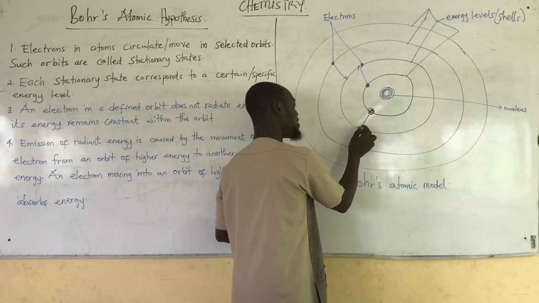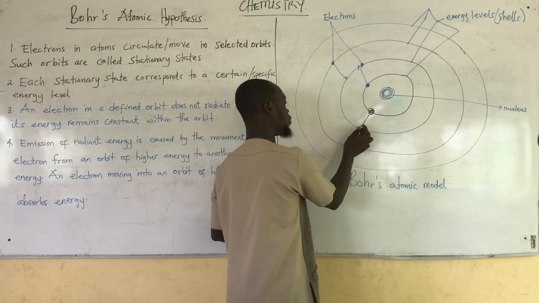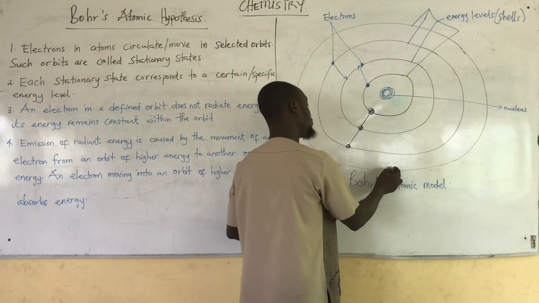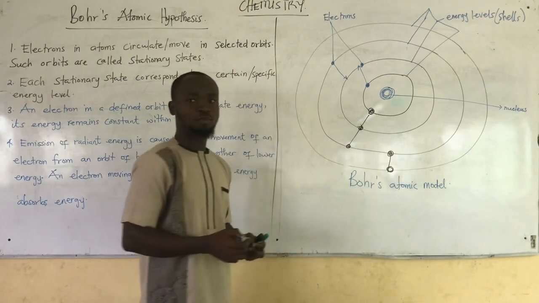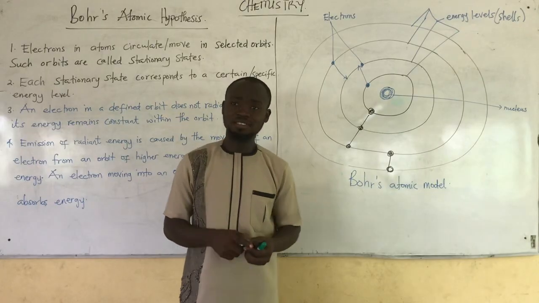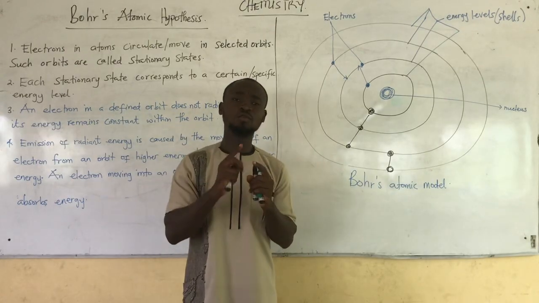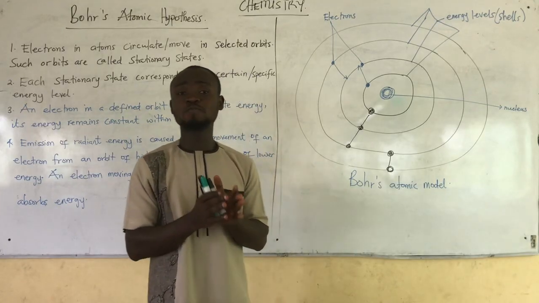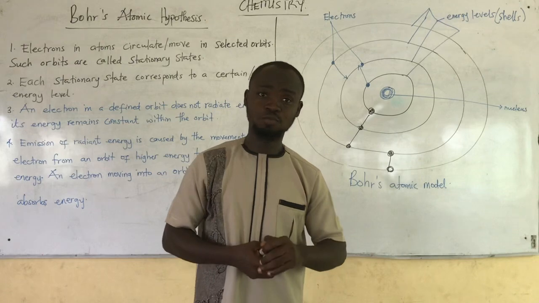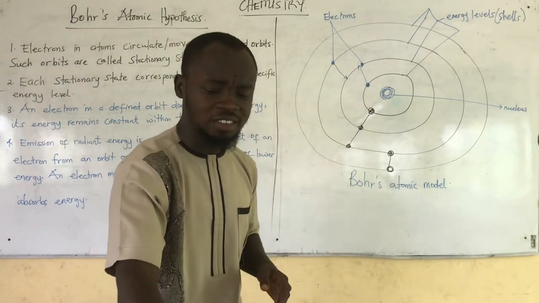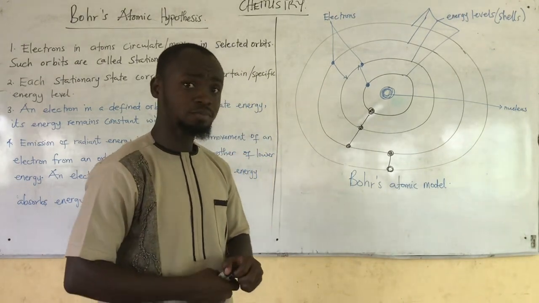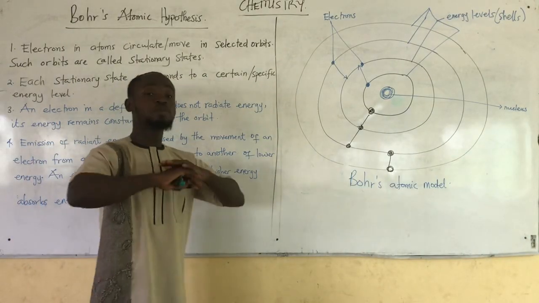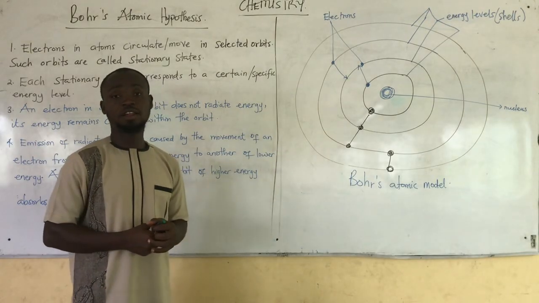An electron in this energy level can also move to another energy level, and an electron in this energy level can move back to this energy level. There can be transitions, but the electrons in each energy level are quantized. That is, they can occupy only a specified energy level. So Bohr brought the idea of electron quantization: electrons in the orbits can occupy only specified or allowable energy levels.